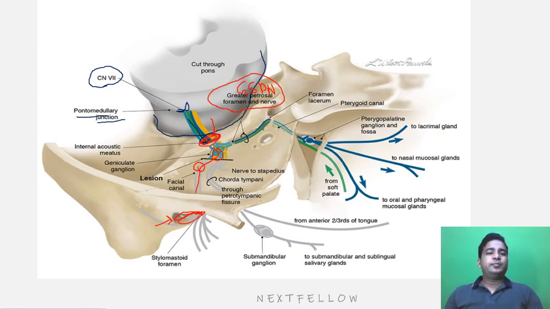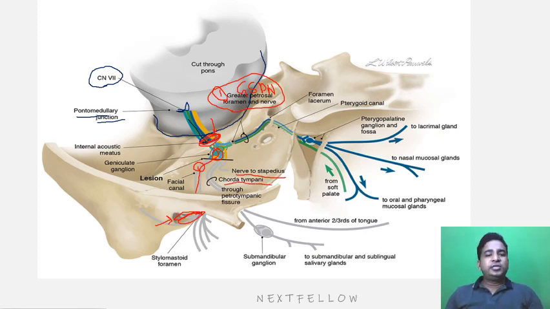Now, in the temporal bone, we can see the facial nerve is giving three branches. The first one is the GSPN. This is my first branch. The next one is the nerve to stapedius, which supplies the stapedius muscle attached to the stapes bone. And the third branch is the chorda tympani nerve.